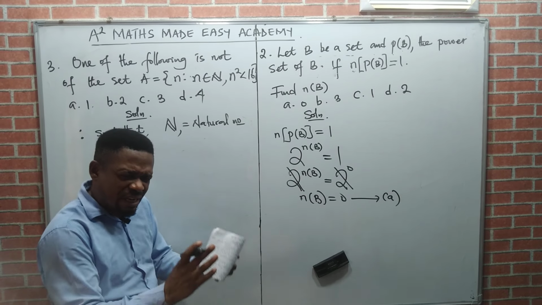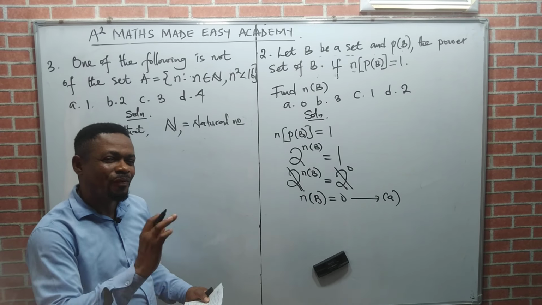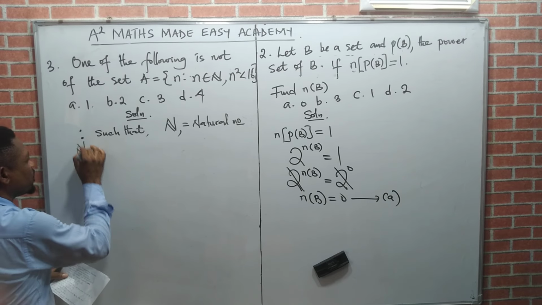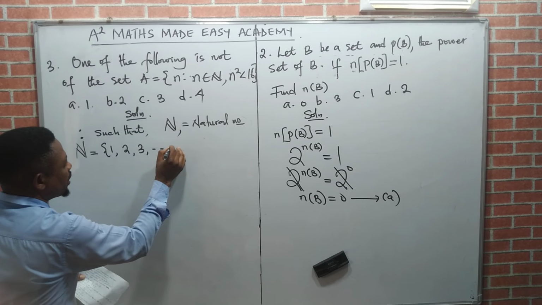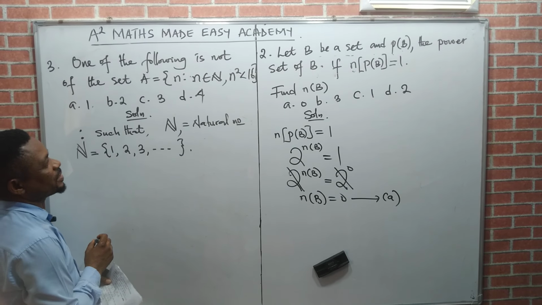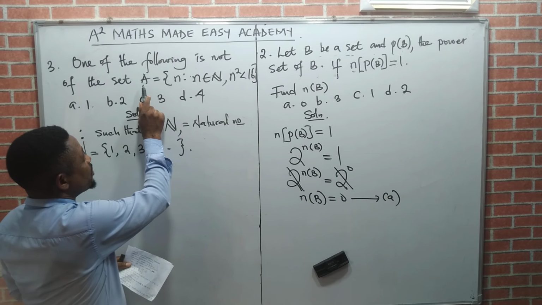Or you can call it the set of counting numbers, or the set of positive whole numbers. Which means natural numbers, which start with 1, 2, 3 and keep going till infinity. Are you with me now? Now let's describe this particular set. Now I want you to watch. What does it imply? That n is a member of set A.